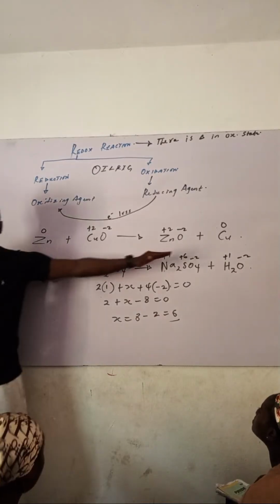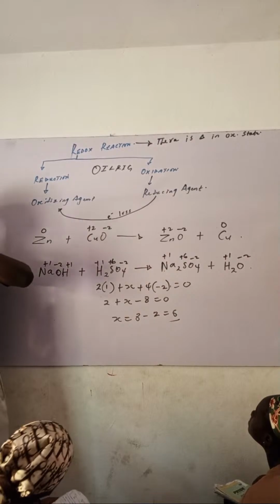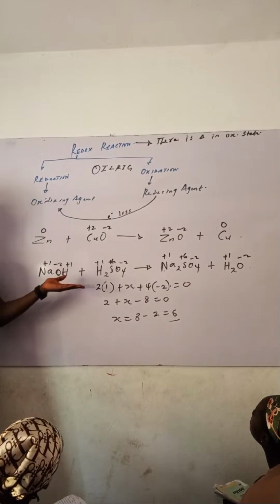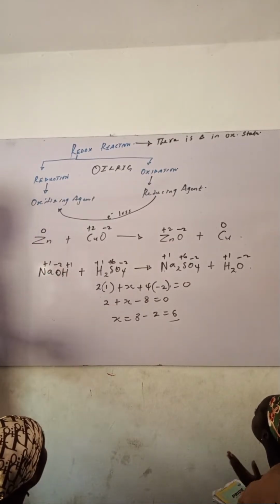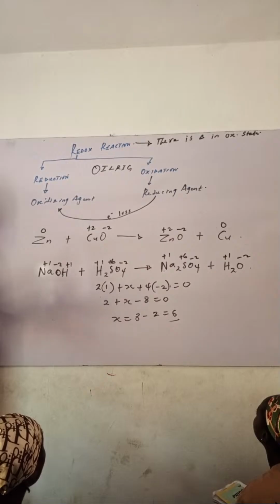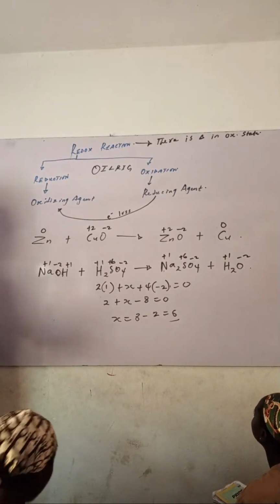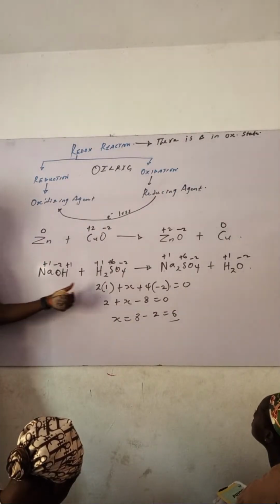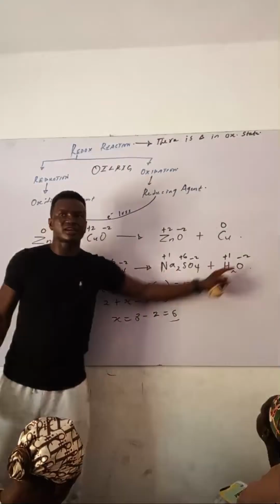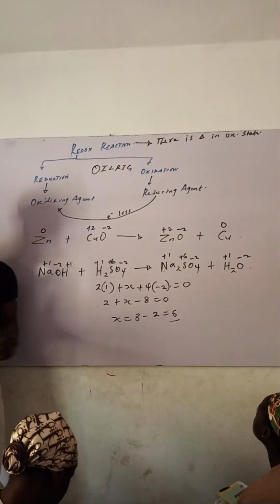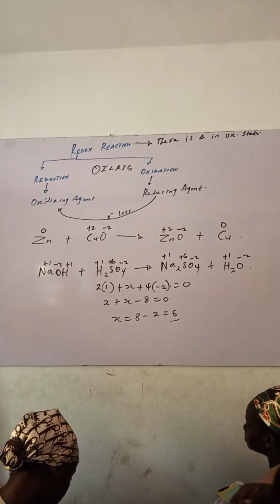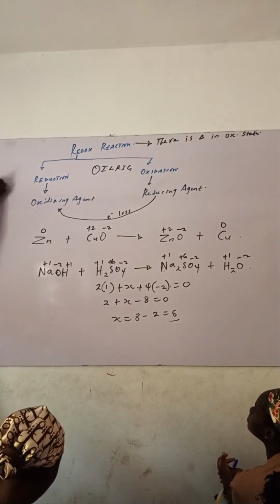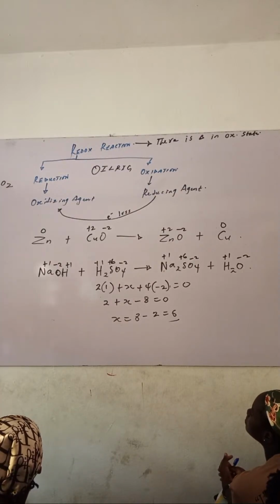So if you look at this, is this a redox reaction? No. It is not. Why is it not a redox reaction? Nothing changed. Sodium here is plus 1. Sodium here is also plus 1. Oxygen here is minus 2. Oxygen here is minus 2. Do you get that? Nothing changed. But look at this. Is this a redox? So check, is this a redox?